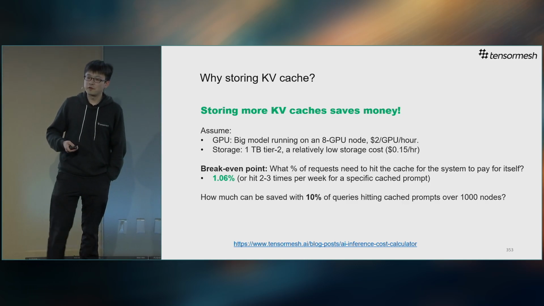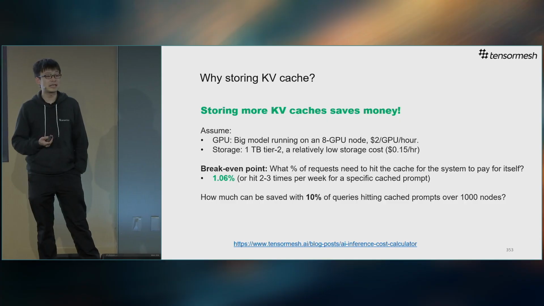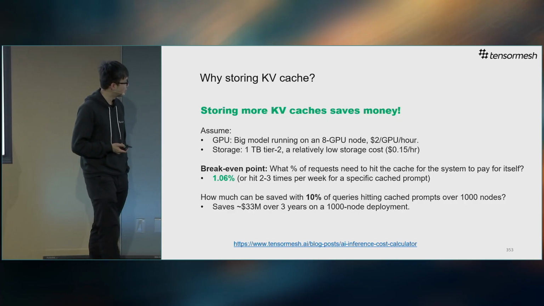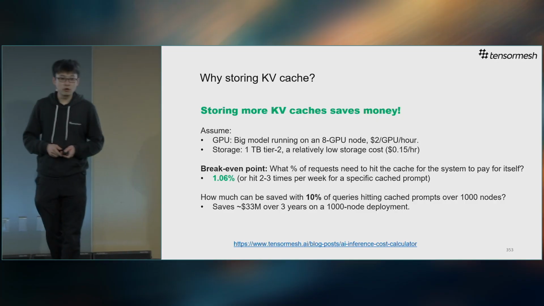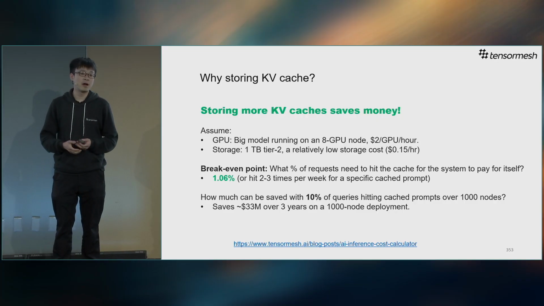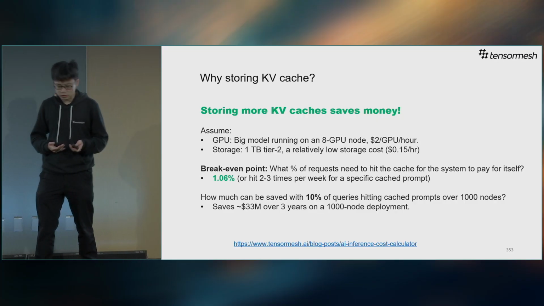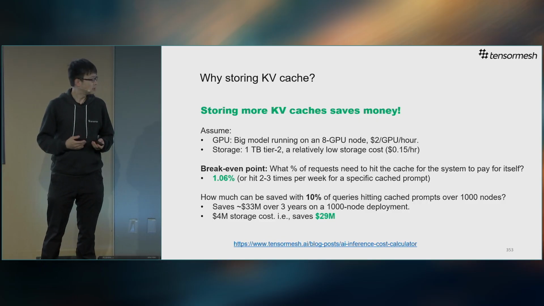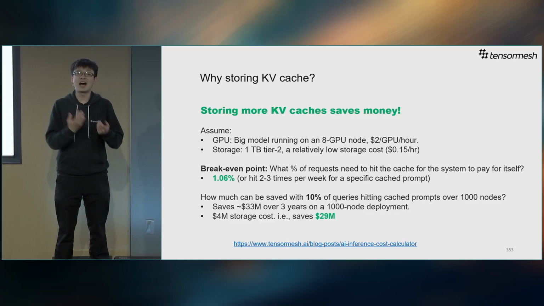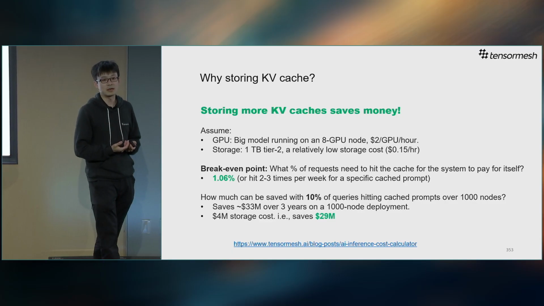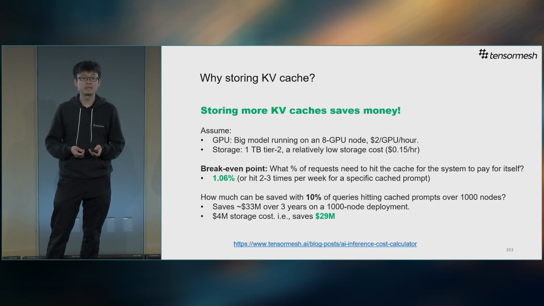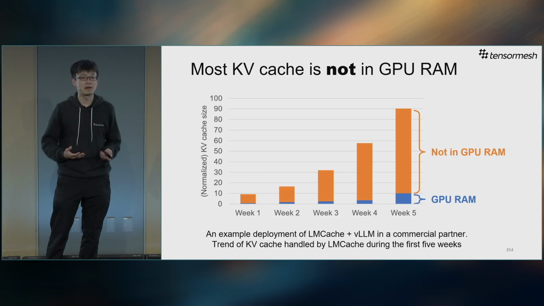Now, of course, if you increase the average hit rate to 10%, that's even more amazing because you save more money. How much can you save? Well, assuming a 1,000 node deployment, the GPU cost is still going to be about 30-ish million, but the storage cost is just 4 million, which means you save a lot. You save 29 million on a 1,000 node deployment of this setup. Now, there's a lot of money to be saved, and that's why industry gets so excited about this.